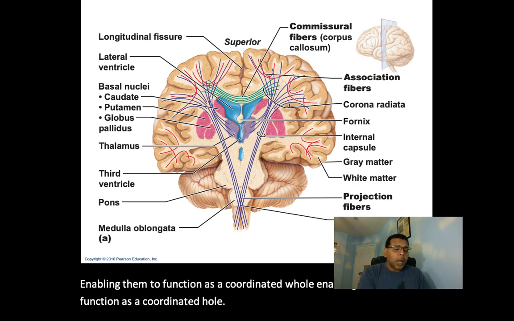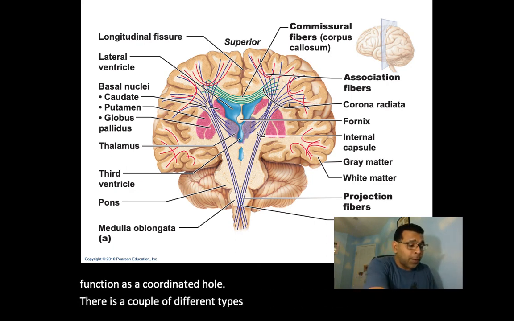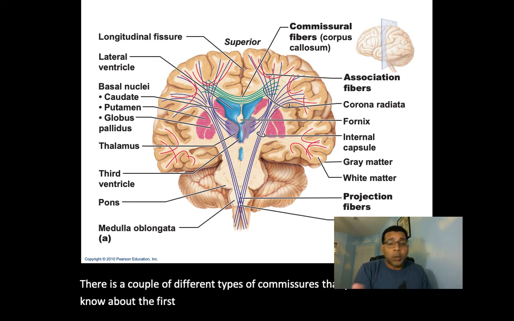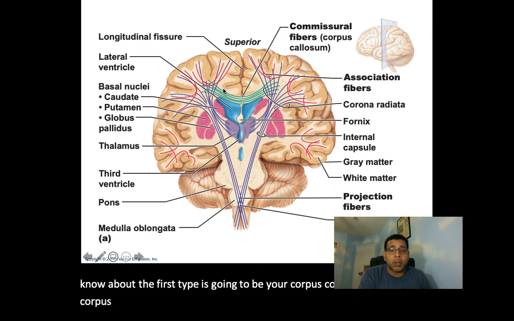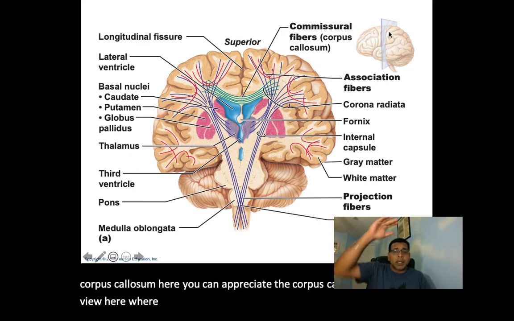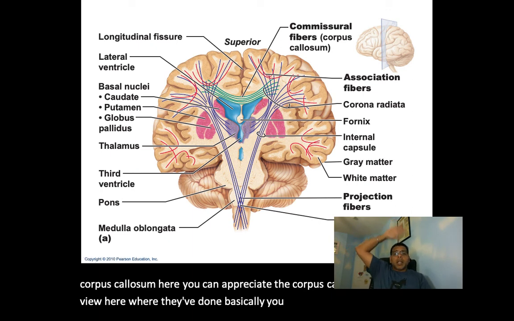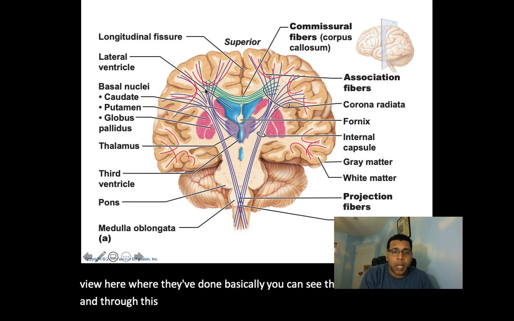There's a couple of different types of commissures that you'll have to know about. The first type is going to be your corpus callosum. Now we talk corpus callosum. Here you can appreciate the corpus callosum from this view, where they've done a nice coronal cut, and through this coronal cut now you can appreciate those commissural fibers.